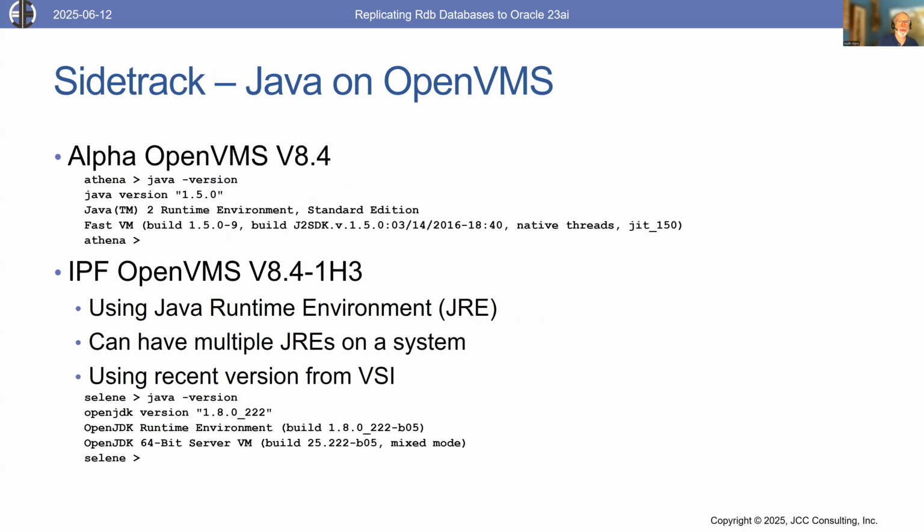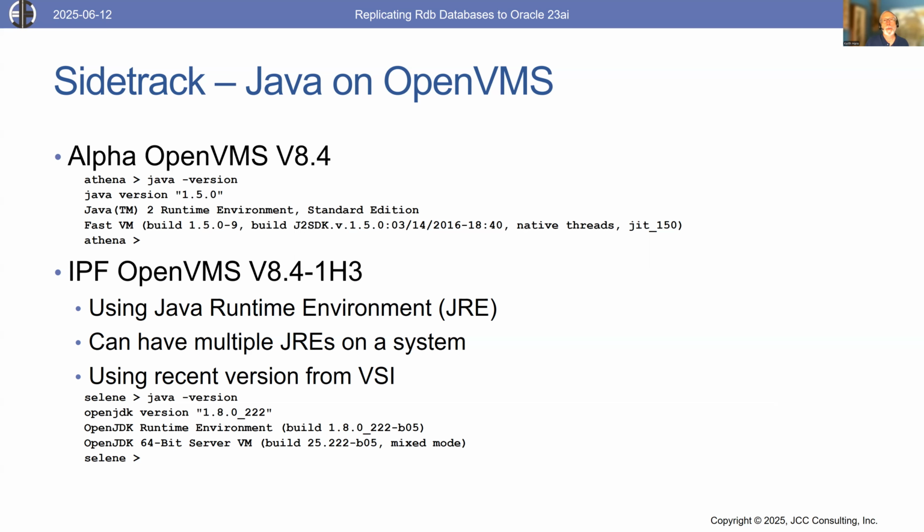Sidetrack on Java. If you're using Alpha on OpenVMS, the maximum version available is Java 1.5. And the limitation there is finding JDBC drivers that will work with Java 1.5. So in this case, we're using Titanium, IPF OpenVMS 8.4-1H3. We're going to use a Java runtime environment.